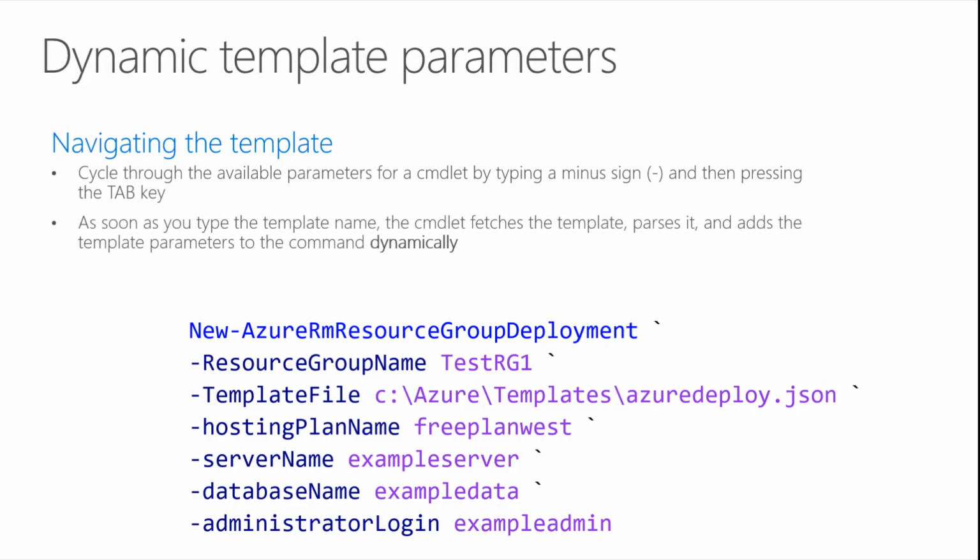So the point they're making here also is if you are in Visual Studio or if you are in PowerShell ISE, or even just in PowerShell, you can cycle through all the available parameters by typing a plus sign or a minus sign and pressing the tab key, which is pretty cool. So then it will dynamically fetch the information and then add the parameters to the command dynamically.